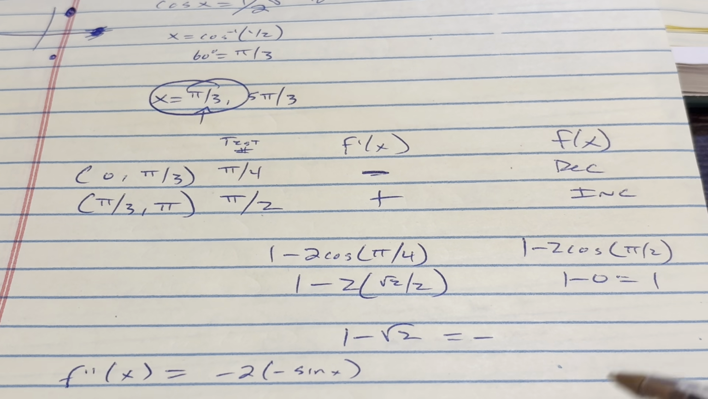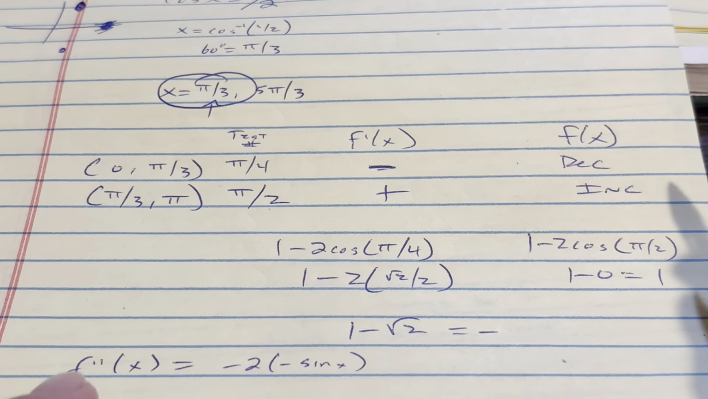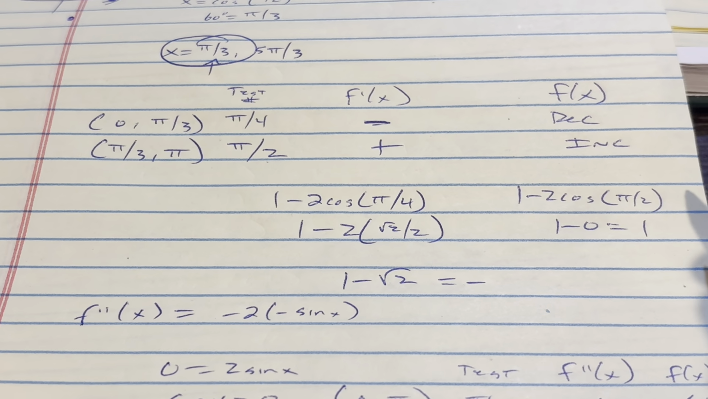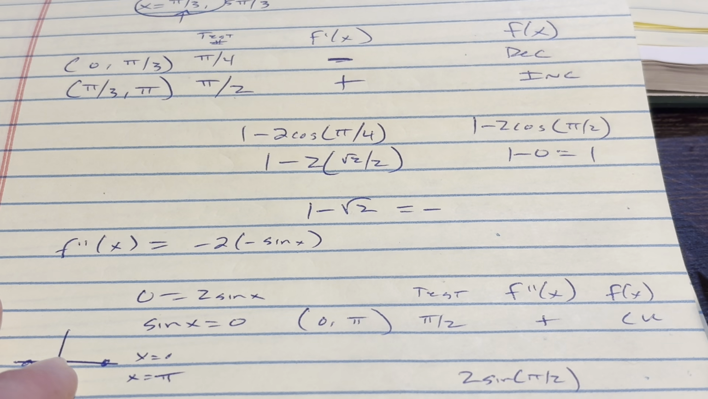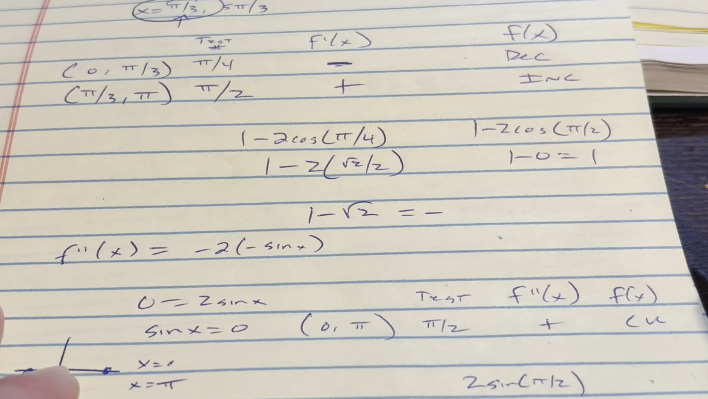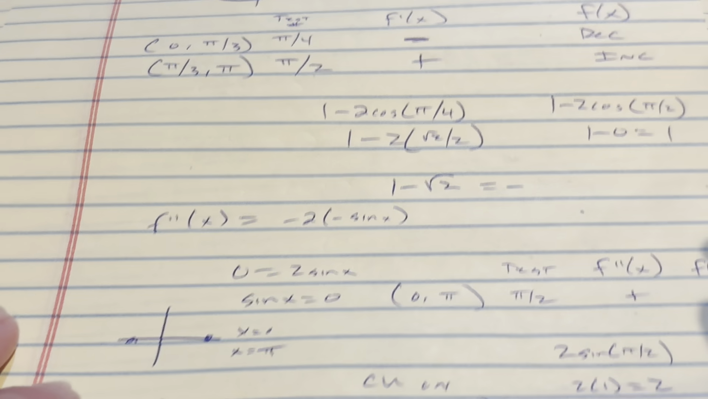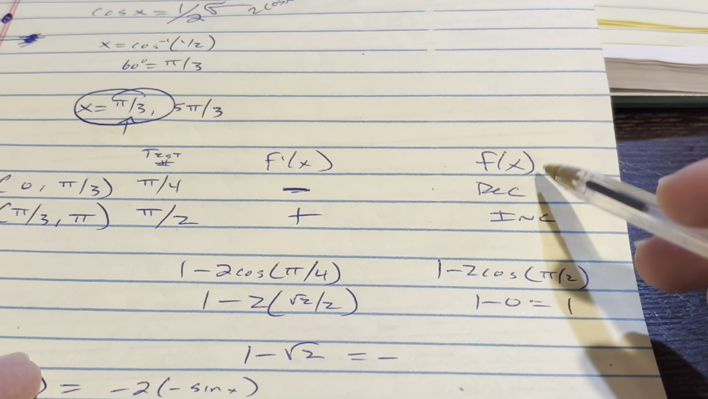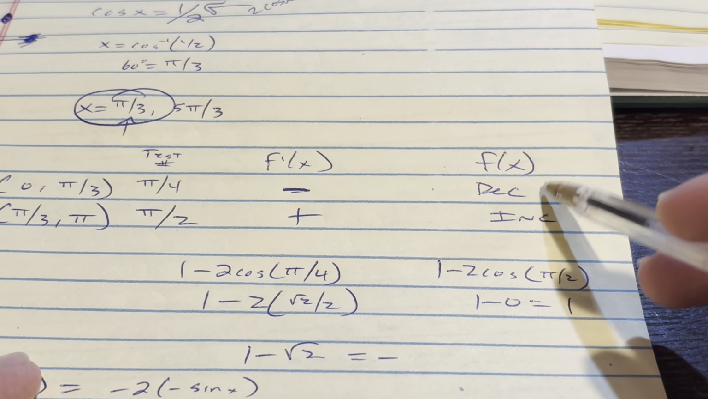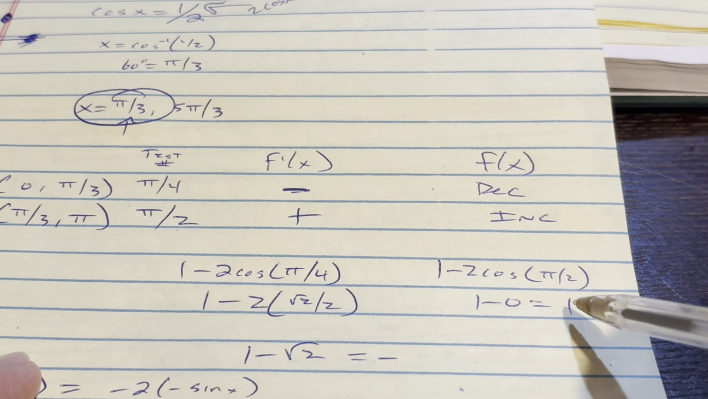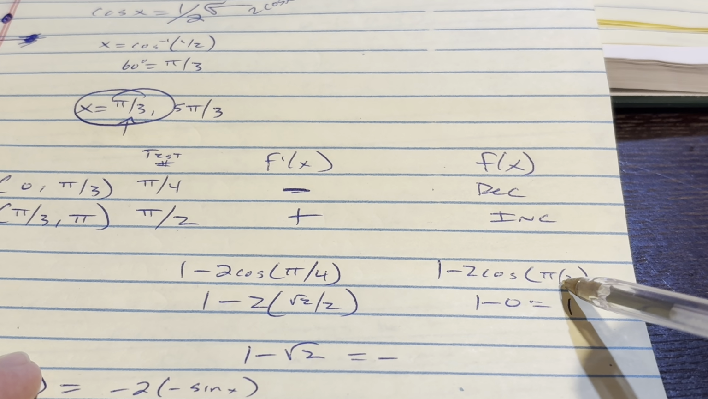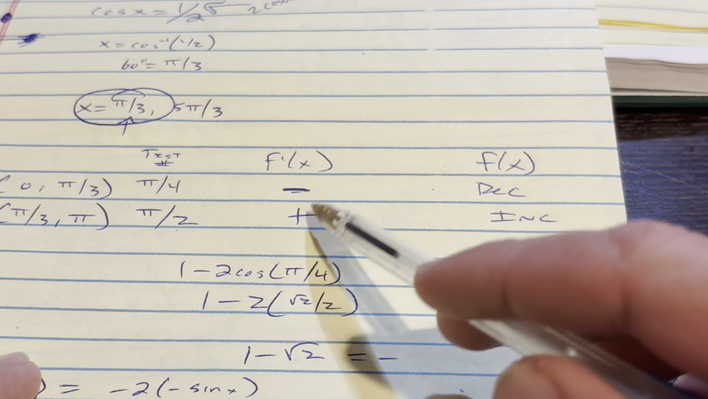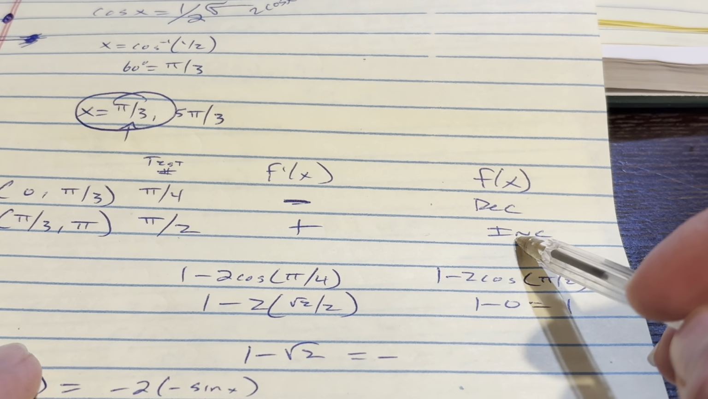Plug pi over 2 into my derivatives. Yeah, so I'm not looking for min or max yet. I sort of found it all. I didn't find a min or a max, which this has just what? It has a local min. Anyway, plug into the derivative and you get cosine pi over 2 is 0. So 1 minus 0 is 1. So it's positive. That means it's increasing.